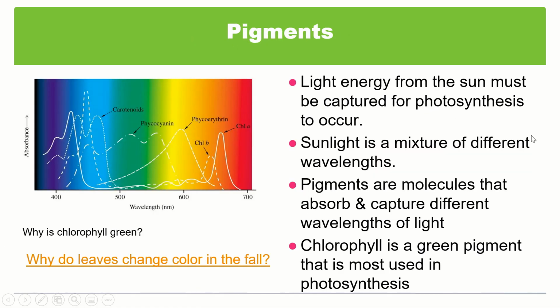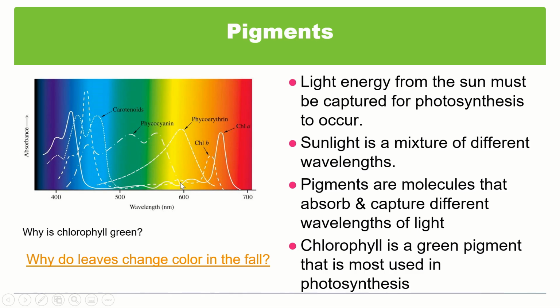In order for photosynthesis to occur, we need something to actually capture the light energy. So pigments are proteins that absorb and capture different wavelengths of light. The most important pigment for photosynthesis is chlorophyll, a green pigment that is most used in photosynthesis. If we look at this diagram, we have the absorbance of different wavelengths of light by different pigments. Chlorophyll A and B we can see in the solid line and this one large dashed line.